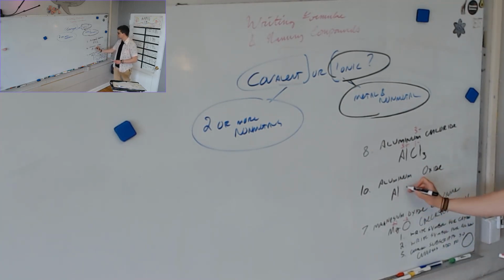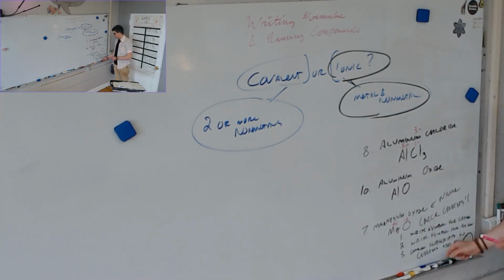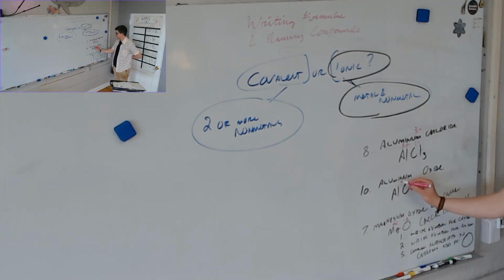Once again, Al. What's oxygen? O. What's the charge on the aluminum? We should already know. Plus 3, or 3 plus, either way is fine. What's the charge on the oxygen? Minus 2. Yep, 2 minus. Good job, Gabe.